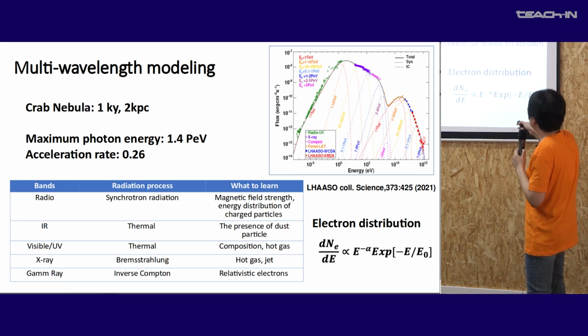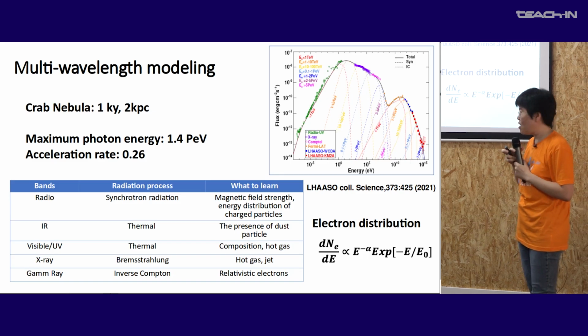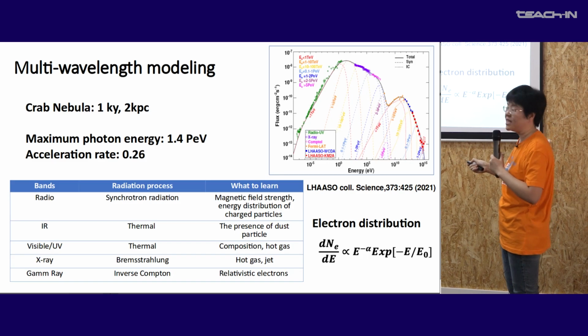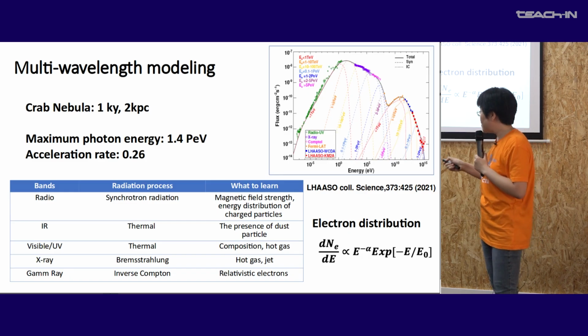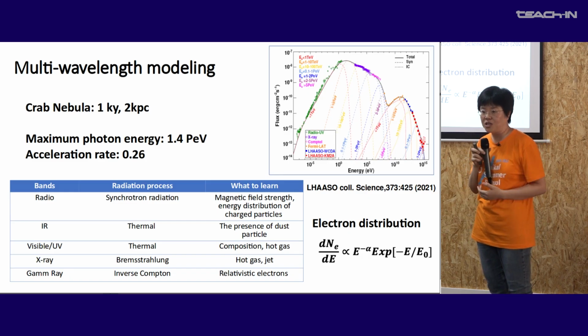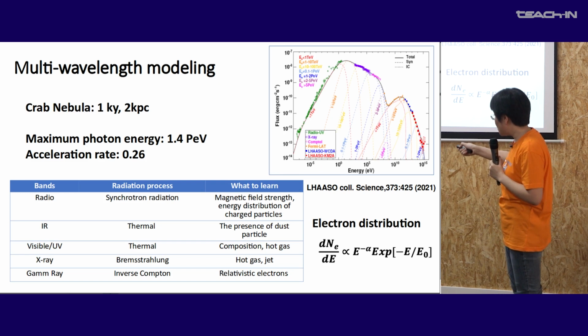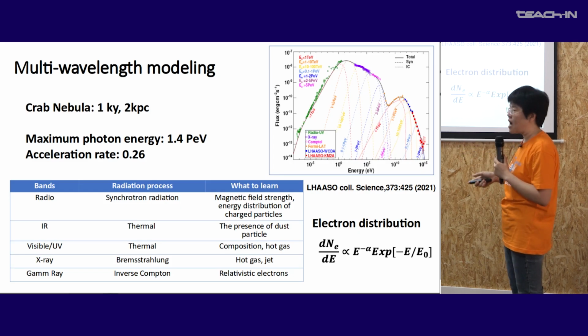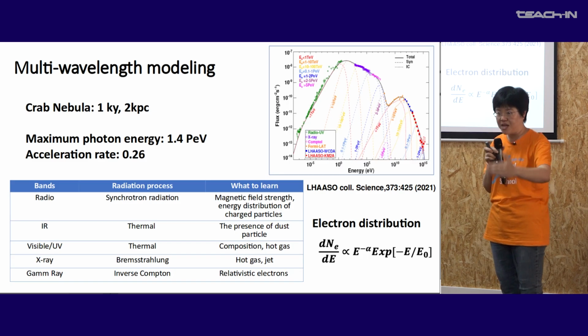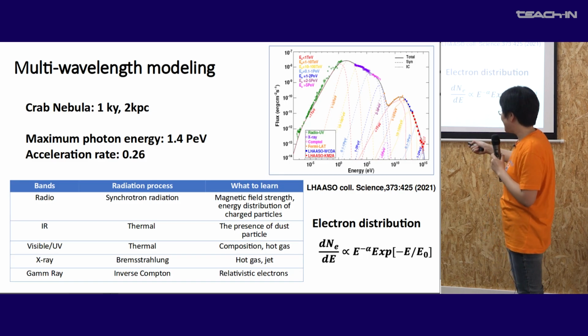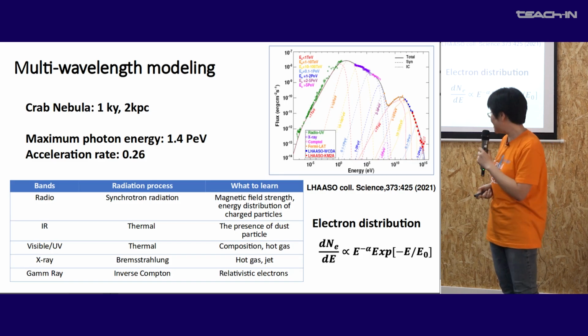Okay, and if we see different energy bands, the spectrum, okay, from previous knowledge we know the radio is from the synchrotron radiation. What they tell us is the magnetic field strength and the charged particle distribution. And from the IR, which normally is from the thermal distribution, right? We call optical normally from IR to UV. And those two are thermal radiation, and they tell us how the dust is distributed, right? They absorb the starlight, and then they re-emit the IR radiation, and then how the composition is, how the hot gas is distributed.